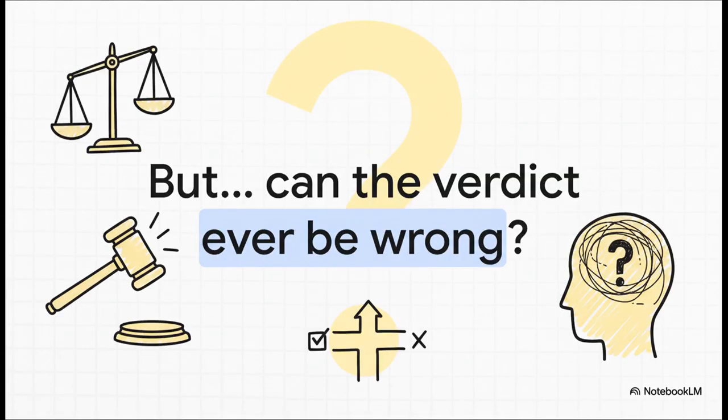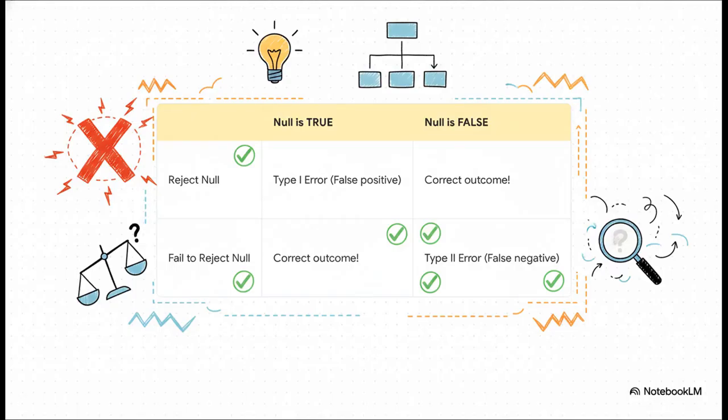But wait a second. This is statistics, right? It's not magic. It's based on probability. So just like in a real court, even with a strong process and what looks like solid evidence, is it possible for the verdict to be wrong? And the answer is absolutely yes. A mistake can happen. This chart here lays out the 2 ways our statistical verdict can go wrong. We can have what's called a type 1 error, which is when we reject a null hypothesis that was actually true. Or we can have a type 2 error, where we failed to reject a null hypothesis that was actually false.